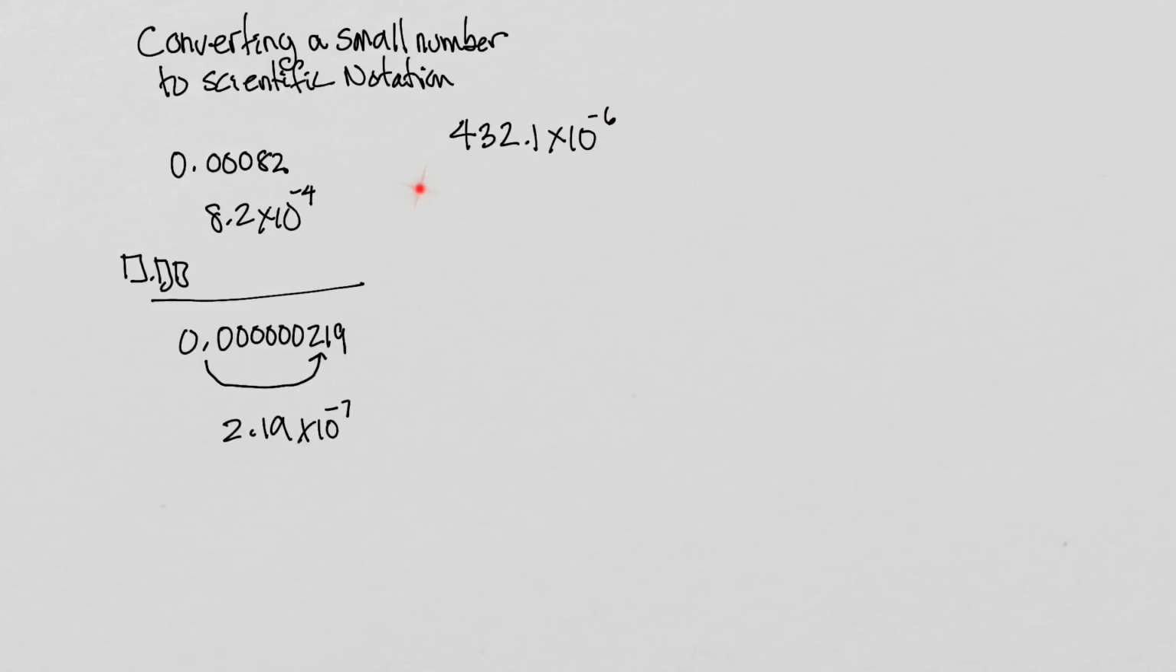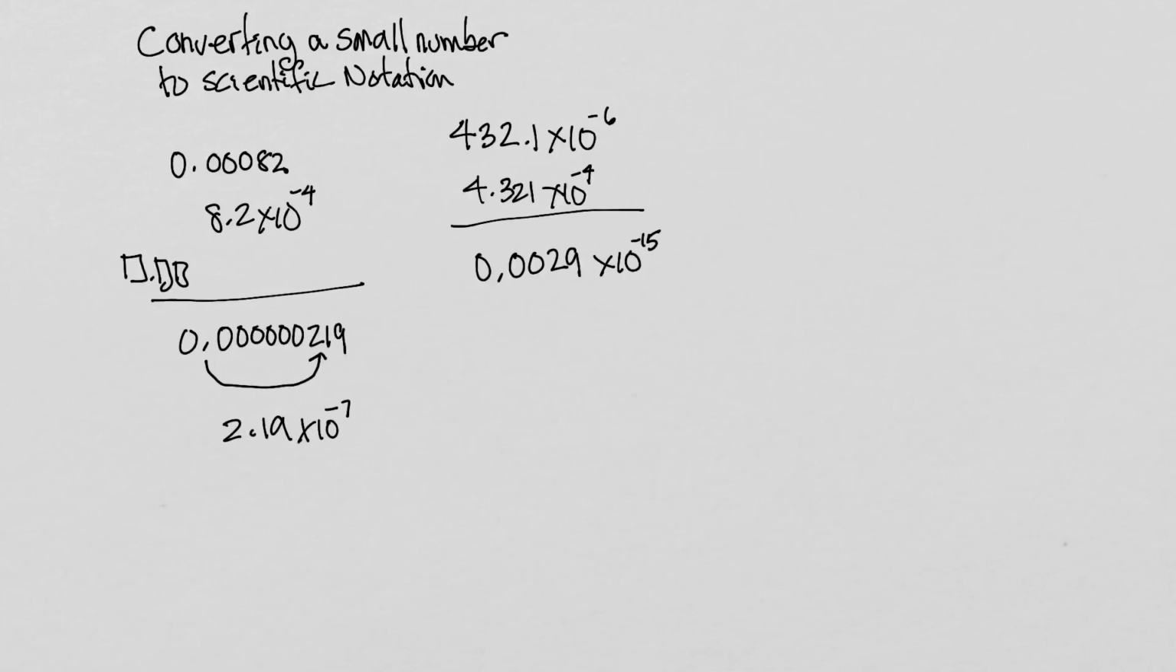So what did we do? We started someplace, we went 6 to the right, and we ended up here. Well, it looks like we went too far. So back it off. 5, 4. So we should rewrite this number as 4.321 times 10 to the negative 4.